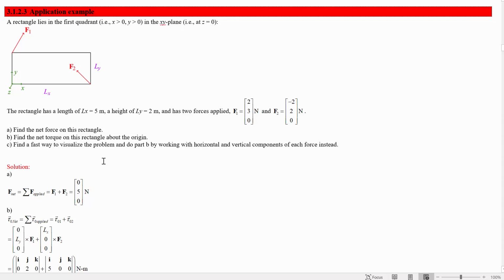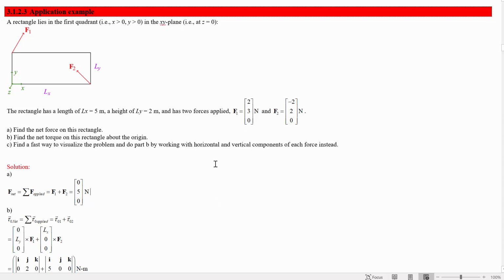Okay, so net force, we will just add these two together, and that's the net force. So you sum up as vectors the forces applied, and you get the total force. So you can see 2 minus 2 will be 0 in the x, and 3 plus 2 is 5 in y, 0 plus 0 is 0 in z.